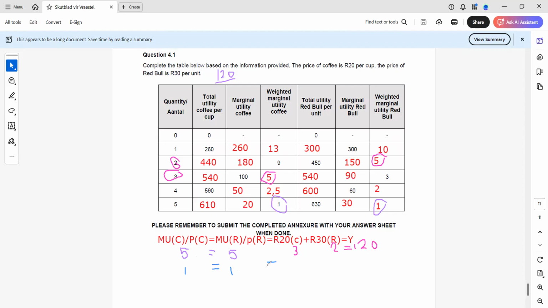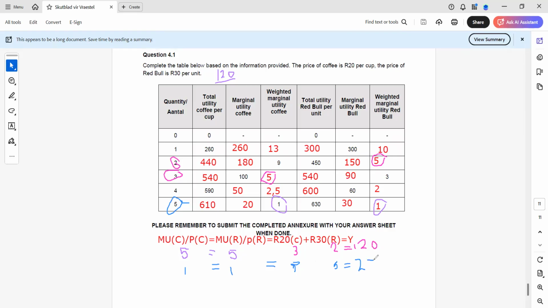So now we're going to substitute. If the weighted marginal utility is 1 for C, which is coffee, they're going to purchase 5 units of coffee. And if the weighted marginal utility is 1 for Red Bull, they're going to purchase 5 as well. You're going to substitute 5 here to see if the second condition is met. So 20, and in place of C you substitute 5, plus 30, and in place of R you substitute 5. What are you getting? I'm getting 250.